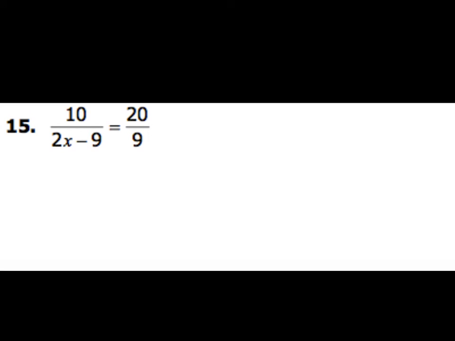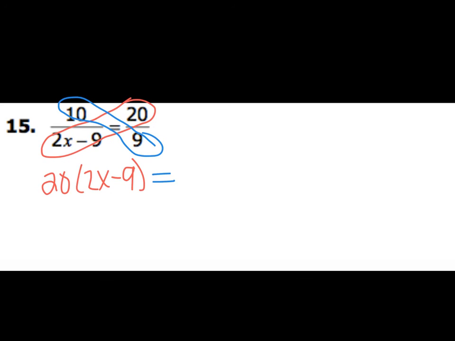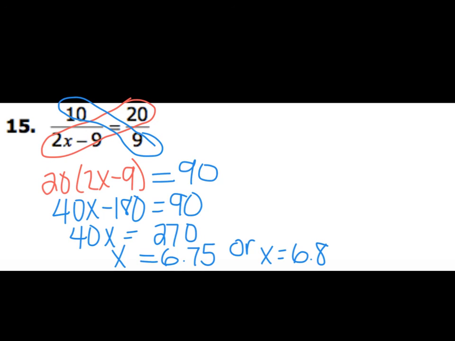Number 15, we have a proportion. We're going to cross multiply. We're going to multiply 20 times the expression 2x minus 9, and we're going to multiply 10 times 9, which is 90. Let's go ahead and solve and find out what x is. So here we have x is equal to 6.75. But if we round to the nearest tenth, I'd definitely take x is equal to 6.8.